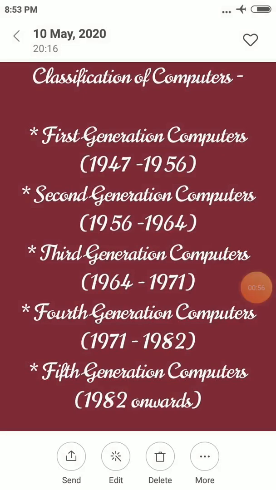Generations of computers. First generation computers, 1947 to 1956. Second generation computers, 1956 to 1964. Third generation computers, 1964 to 1971. Fourth generation computers, 1971 to 1982. Fifth generation computers, 1982 onwards.